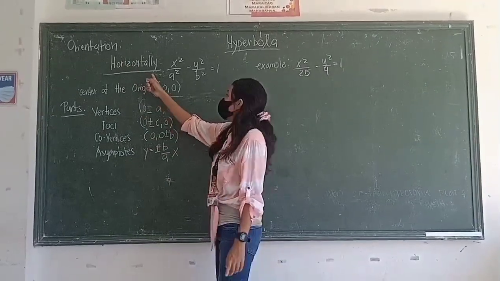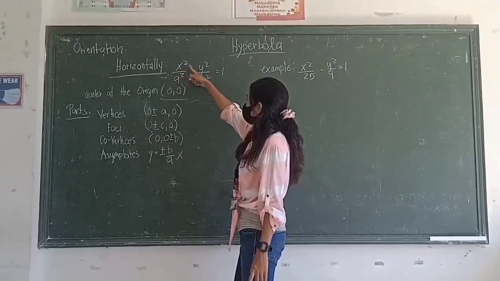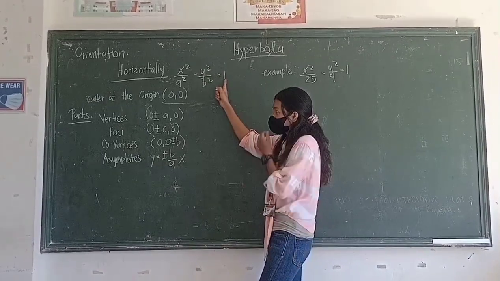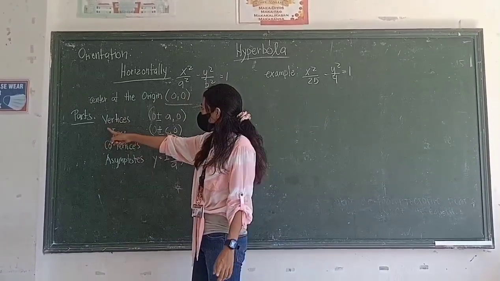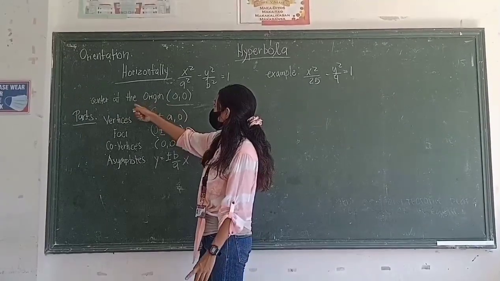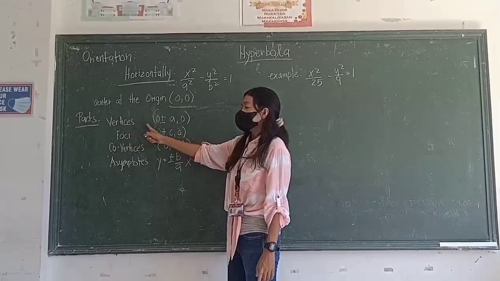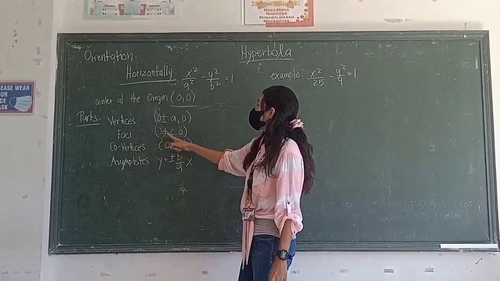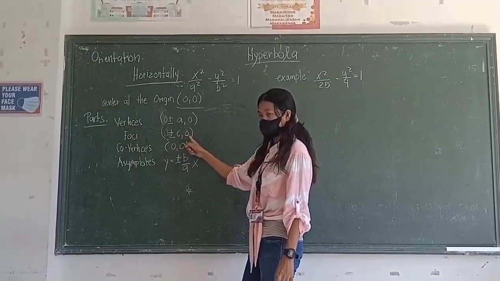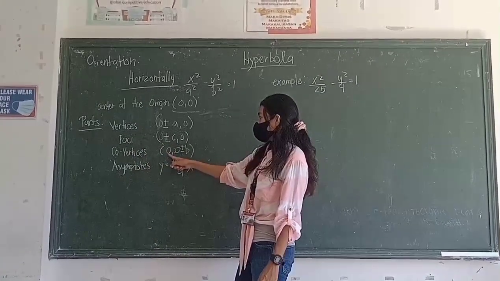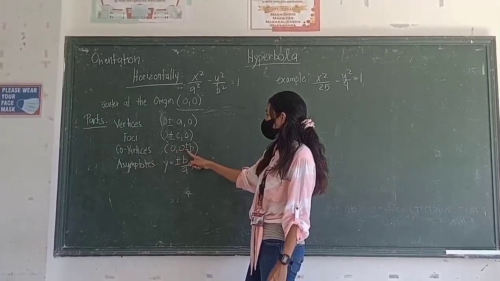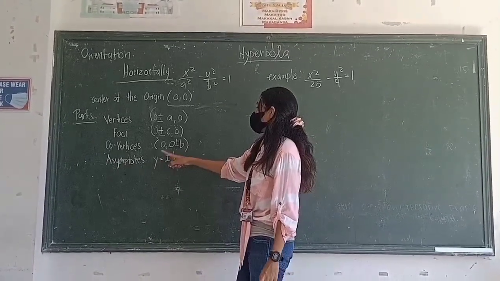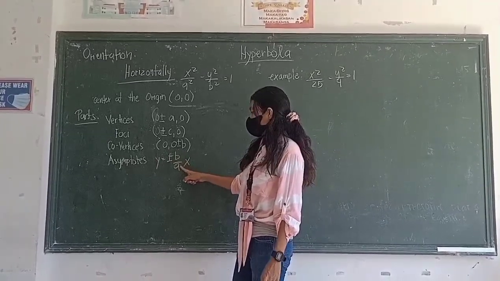Orientation horizontally. We have the equation horizontally, x squared over a squared minus y squared over b squared is equal to 1. To determine the parts of the hyperbola, we need to follow this. Center at the origin, vertices plus or minus a and 0. Foci plus or minus c and 0. For co-vertices, 0 and plus or minus b. And the asymptotes, we have the equation y is equal to positive and negative b over a times x.